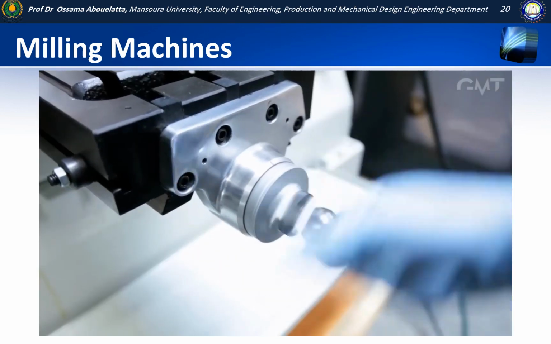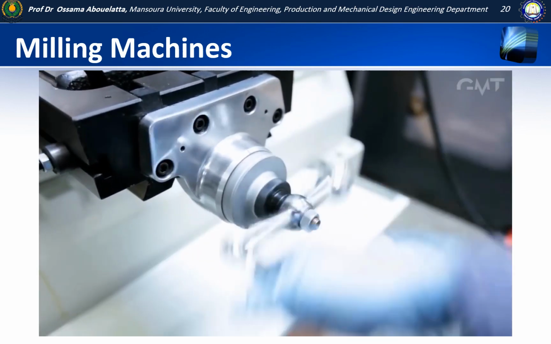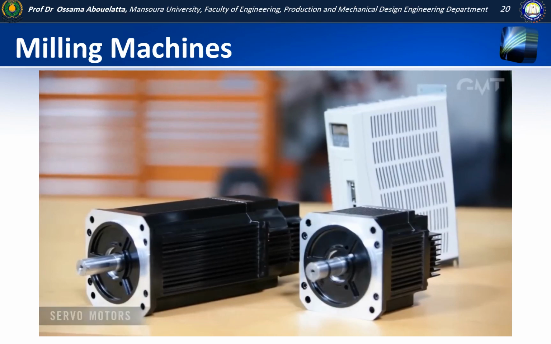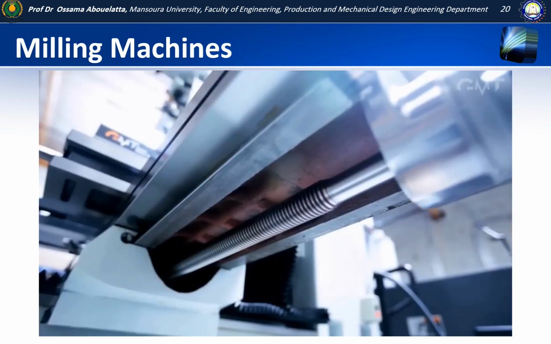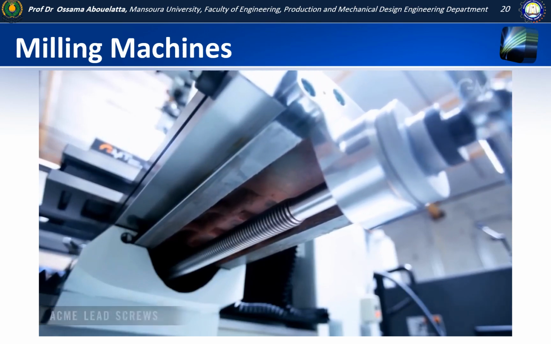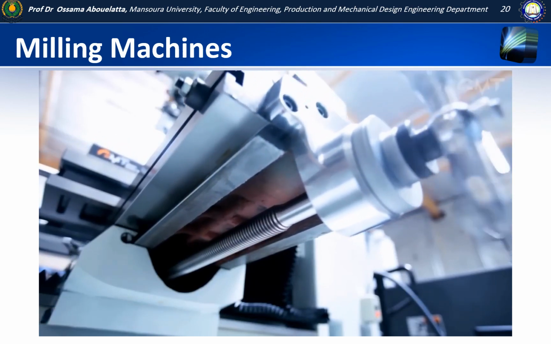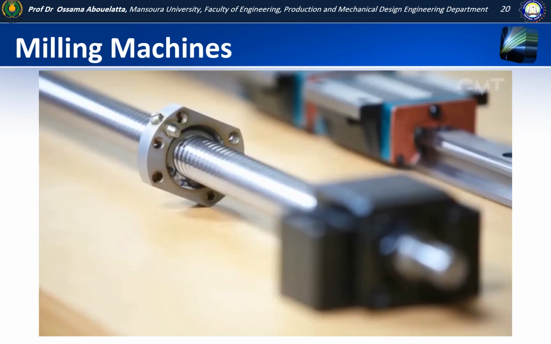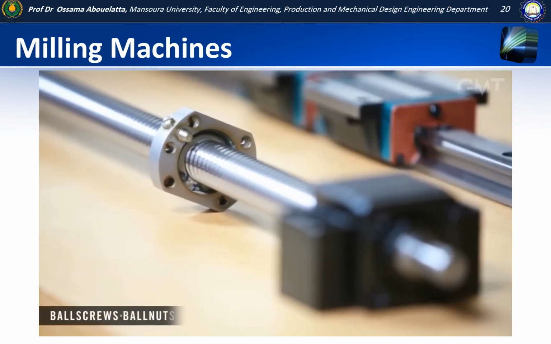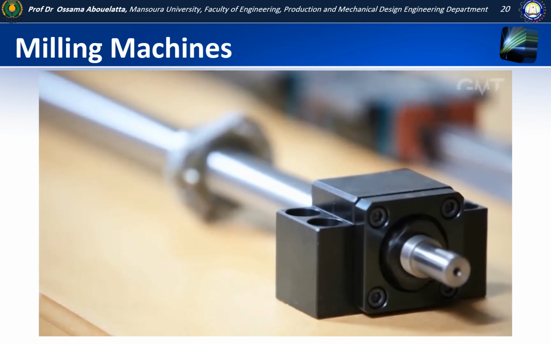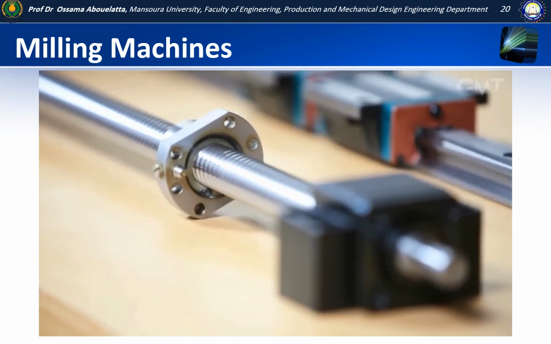Hand wheels are used to apply power for axis movement on manual machines. Highly accurate servo motors are used to apply power on automated CNC machines. Lead screws, such as the Acme screw on this conventional machine, translate rotational movement into linear motion. CNC machines use ball screws and ball nuts. Ball bearings which circulate within the ball nuts reduce friction while increasing accuracy.